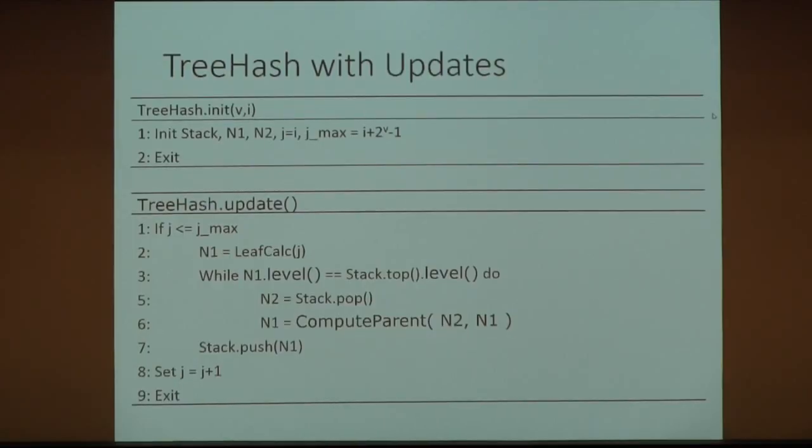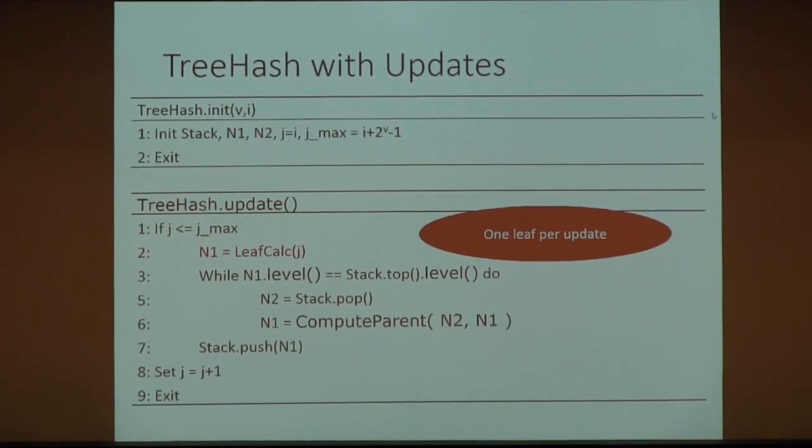And for this, tree hash is split into two parts. You've got an initialization, and then you've got an update routine. And this update routine always does one round of the loop. So it's just computing one leaf node and then hashing as long as possible, and then putting the result back on the stack. And that's it for one update.